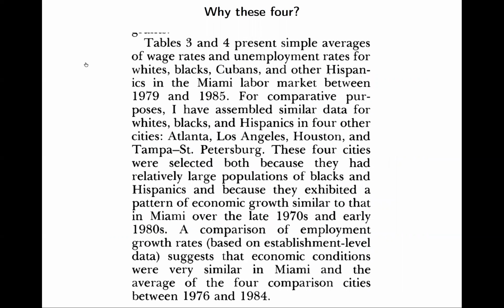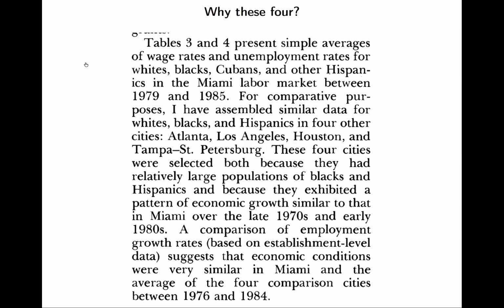Tables 3 and 4 present simple averages of wage rates and unemployment rates for whites, blacks, Cubans, and other Hispanics in the Miami labor market between 1979 and 1985. So we have a before and after. It's actually a G-1. Look at that. It's an average treatment effect on the treated for Miami in 1985, using 1979, G-1, as the pre-treatment.